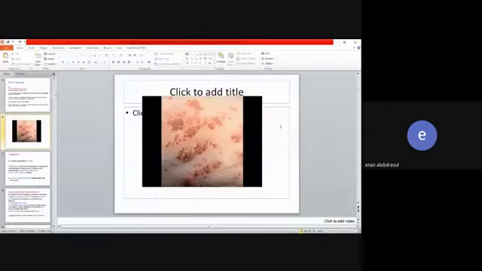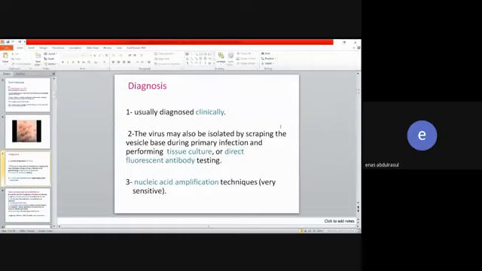From this figure, you can see that the rash of the virus is characteristic. You see that the vesicle is pathognomonic of this disease. Therefore, usually the diagnosis is made clinically. Although the virus can be isolated by scraping the vesicle base and performing tissue culture or via direct fluorescent antibody testing, in fact there is no need, because from the clinical picture the diagnosis will be readily made. And of course, PCR or the nucleic acid amplification techniques remain the gold standard diagnostic test for any infectious agent, because it is very sensitive.